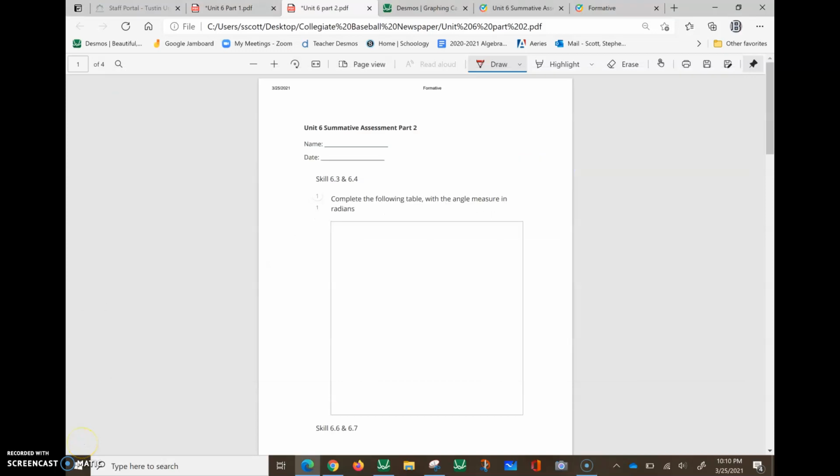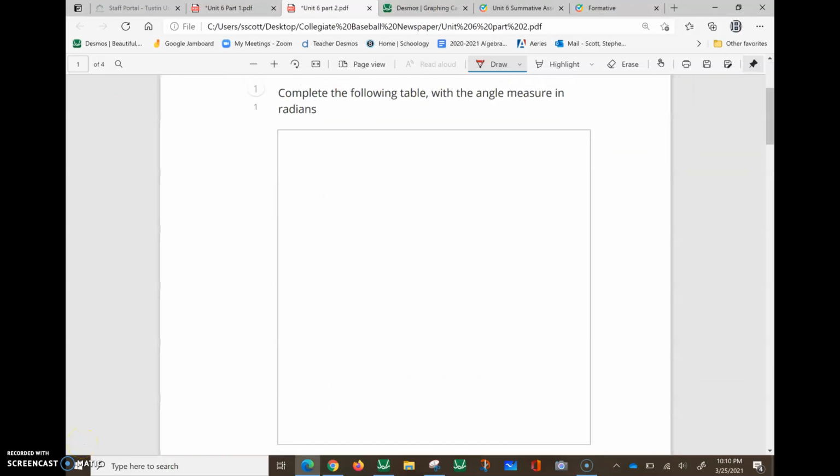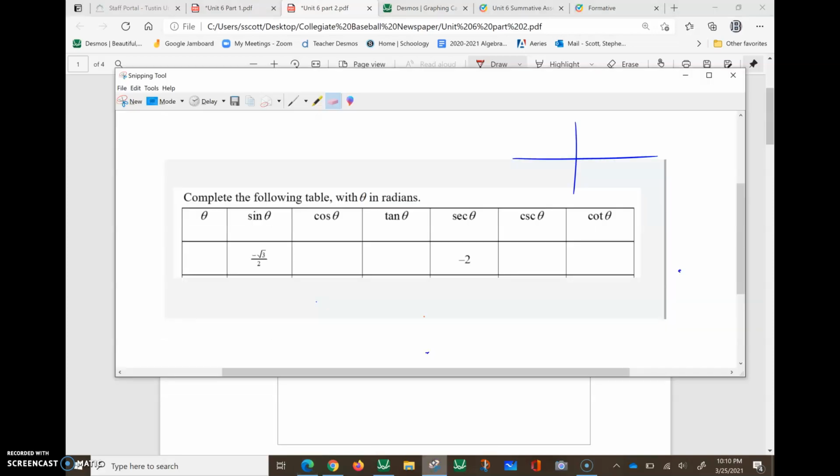All right, let's start with the first question of part two. The table didn't show up on my page, but I just have it here. So let's take a look at it. You're being asked to complete the following table.